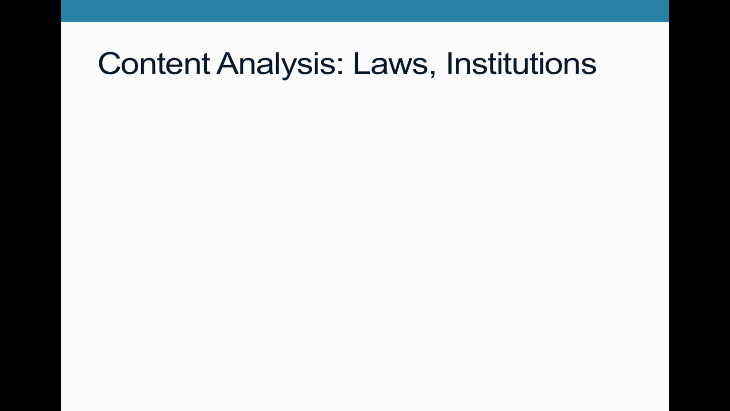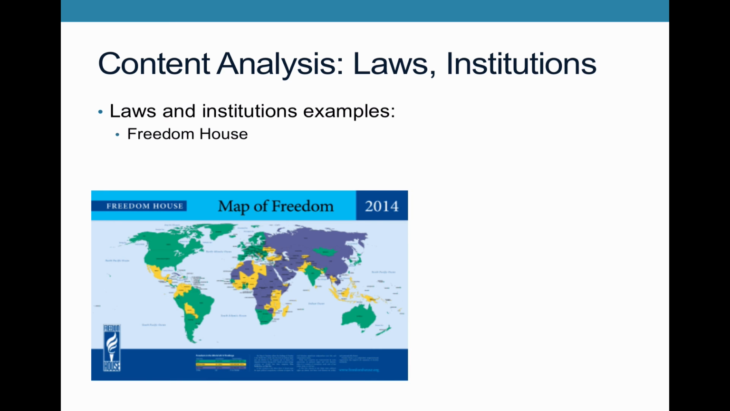You could also have content analysis of laws and institutions. So similar idea that you're taking what is written down and then you're coding it in some way. So examples of this would be Freedom House, where Freedom House may look at some of the existing institutions. Does a country have checks and balances? What's in their constitution? What are in their laws? What are in their formal procedures? And how do those match up with democracy? So they use this to produce maps of freedom. They use it to categorize countries in terms of how free, how open, how democratic those countries are.